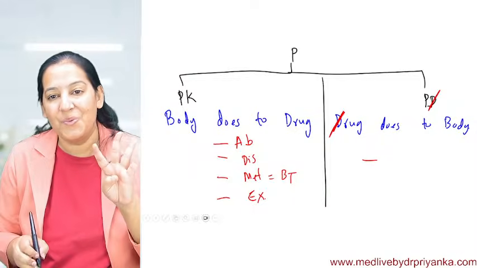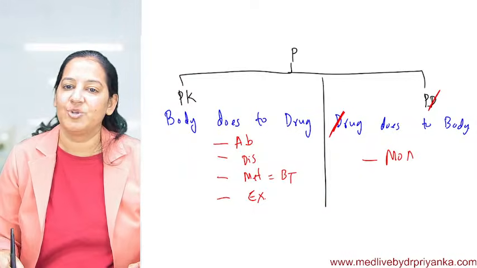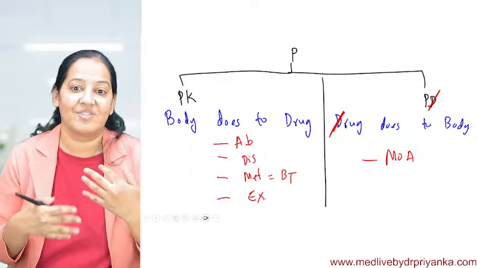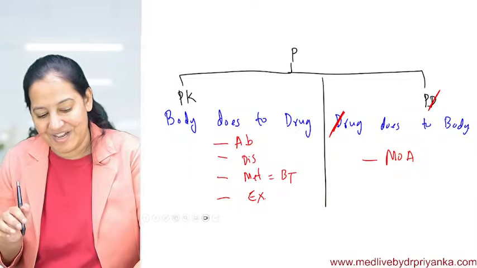So what do drugs do to the body? Drugs do only one thing, that is mechanism of action. It shows its mechanism of action via various receptors, enzymes, or transducer mechanisms. How many of you got it?